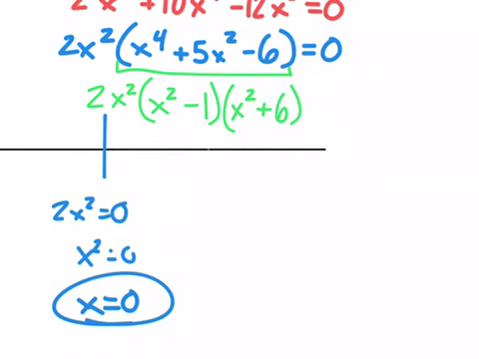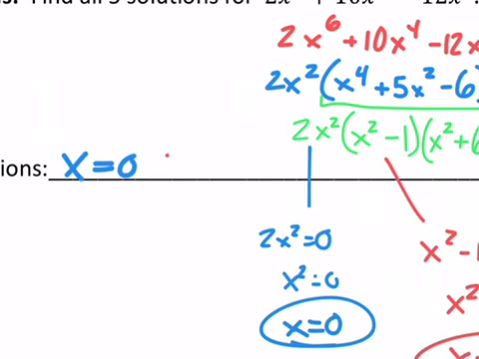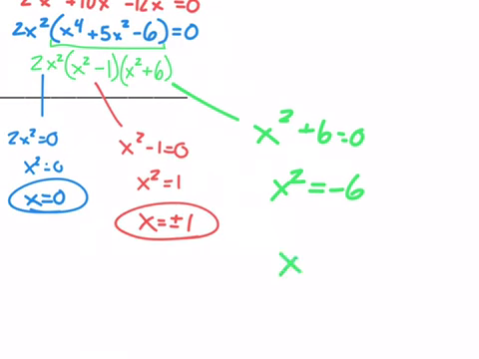Now we need to set both of these pieces up. So we have x squared minus 1 is equal to 0. So x squared is equal to 1. Square root both sides. X is equal to plus or minus 1. There's 2 more solutions. Then we take this last piece. X squared plus 6 is equal to 0. So we have x squared is equal to a negative 6. Square root both sides.